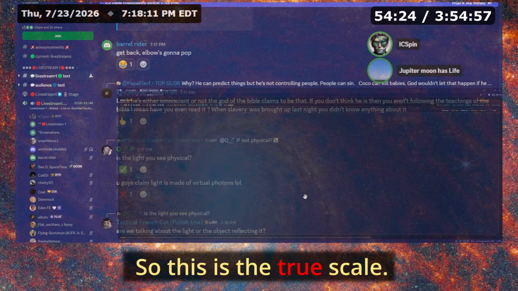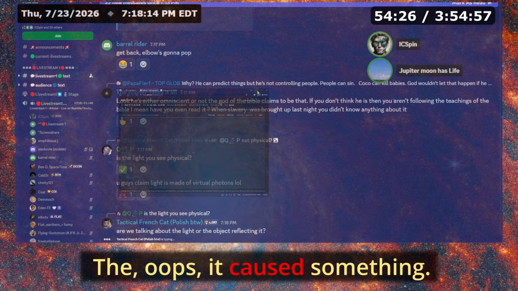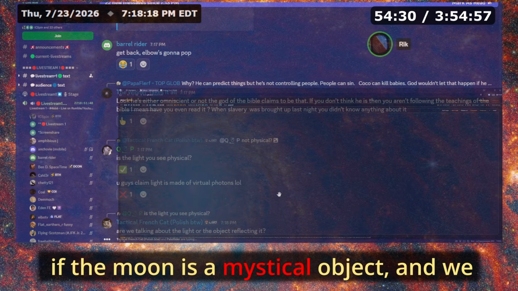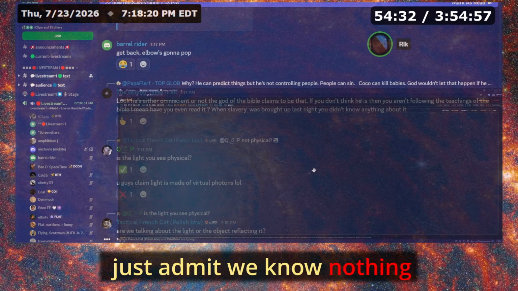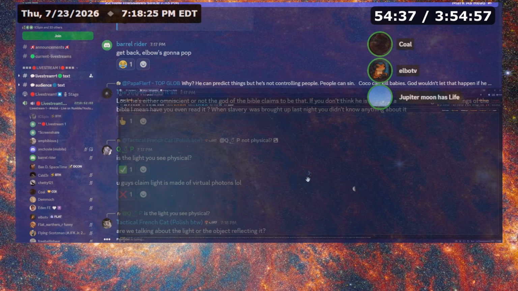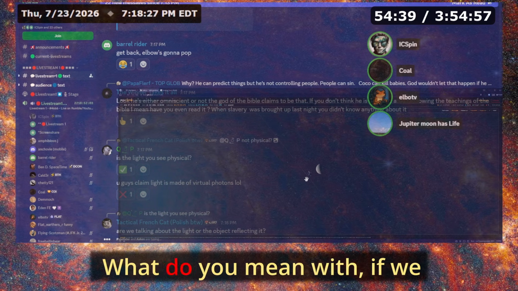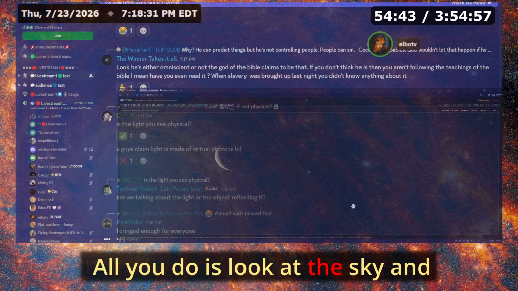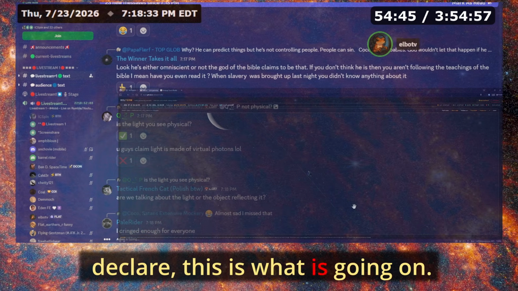All right, so this is the true scale. The only way this works on a flat Earth is if the moon is a mystical object and we just admit we know nothing and can know nothing about it. You don't know nothing about it, bro. You see it in the sky. What do you mean we don't know anything about it? You don't. All you do is look at the sky and declare this is what is going on.